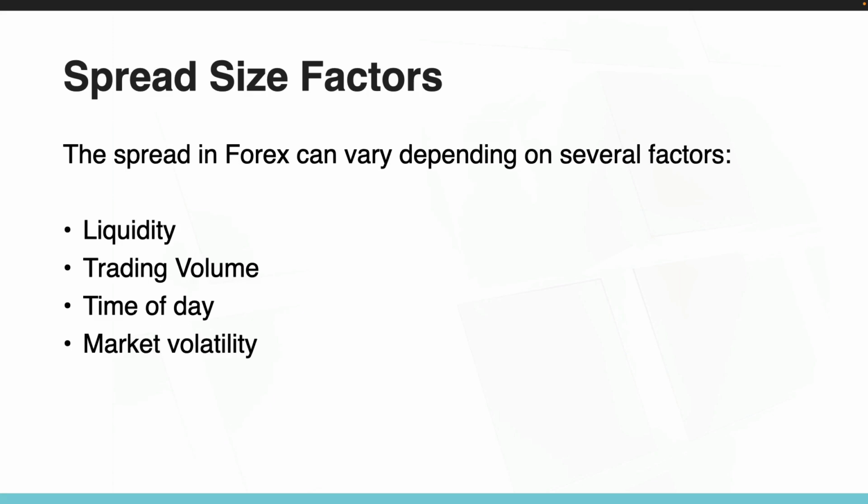On the other hand, big spreads are more common during periods of low liquidity and high volatility. This can happen during major economic or political events that cause sudden fluctuation in the exchange rate, or when there is low trading volume due to holidays or market closures.